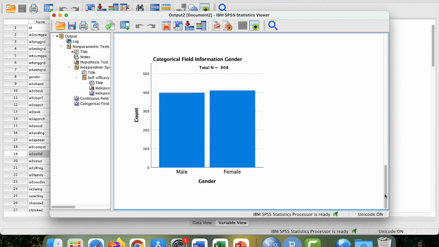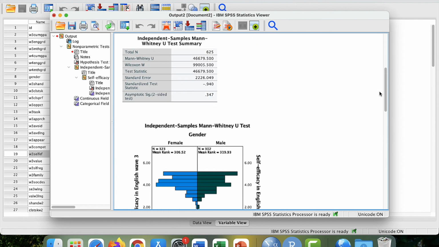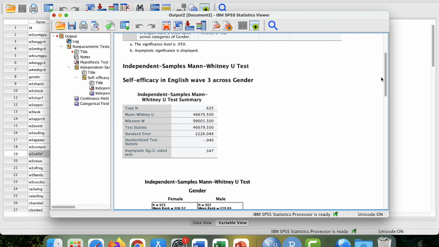So that is what you get from a Mann-Whitney U test. Pretty straightforward in SPSS, pretty easy to interpret, and that's all you need to know right here: whether it was significant, and in this case it was not. So no differences between genders in self-efficacy according to the Mann-Whitney U test.